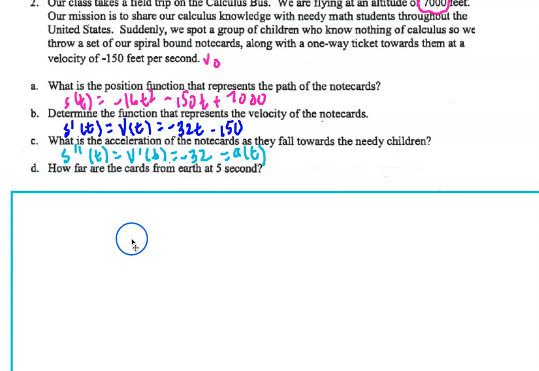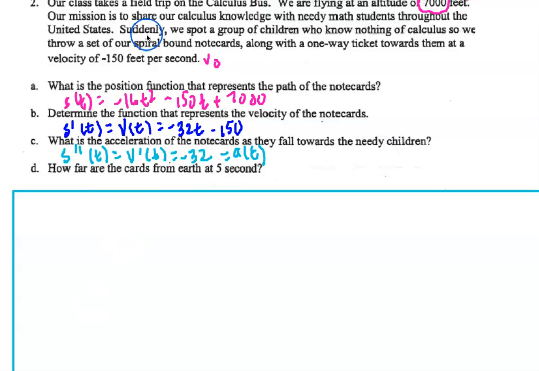Letter D. How far are the cards from the Earth at 5 seconds? That would be position at 5, which would come off of your calculator. The position at 5 seconds is 5,850 feet in the air. Next question.